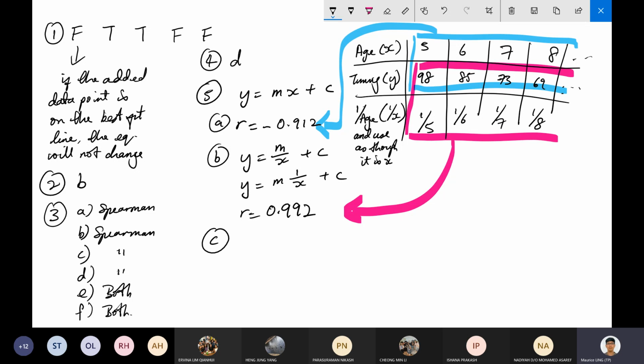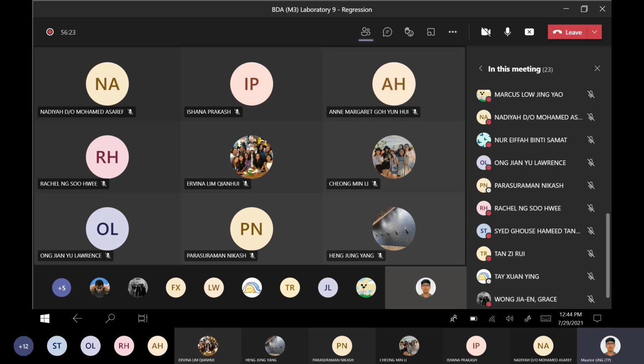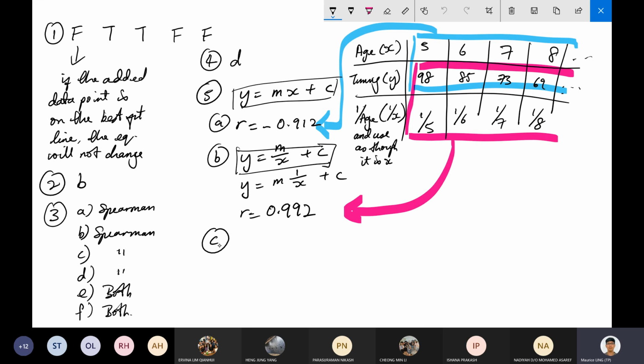So part C, which model is better? Model A or model B? So this is model A, this is model B. Which model is better? Xuening? The second one, correct. So the second model is better. And why is it better? The R value is closer to 1. Okay, the absolute R value is closer to 1. You cannot say the R value is closer to 1 because this is negative. Its absolute R value is closer to 1.